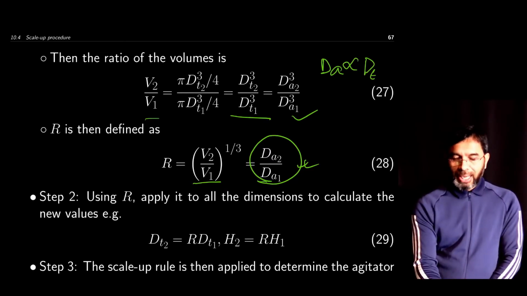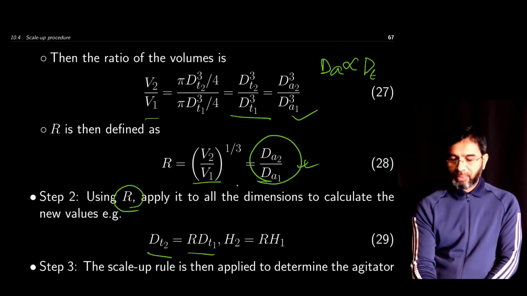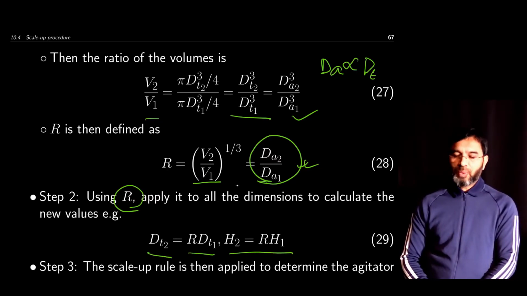Now step 2 is when you get the R, other dimensions can be calculated, meaning that dt2 is simply R dt1, h2 is simply R h1, and so on.